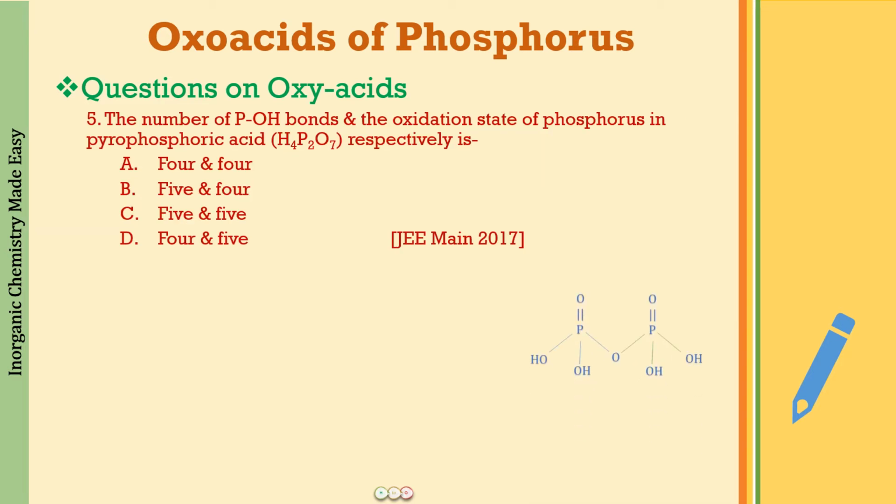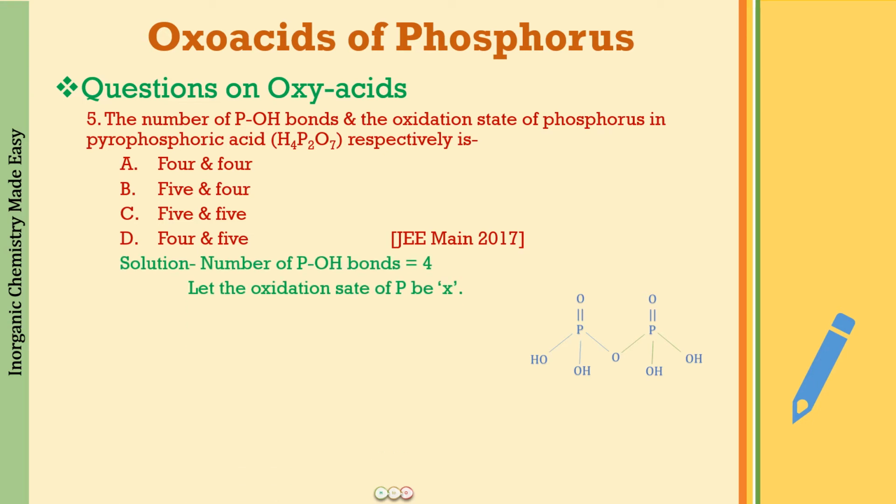The correct answer is going to be based upon the structure of H4P2O7, which you have already seen. How many P-OH bonds do we have? There are 4 P-OH bonds. And what is going to be the oxidation state of phosphorus in pyrophosphoric acid? Well, that is going to be +5. There is also a trick that I have told on how to remember the oxidation states of phosphorus in these oxoacids without even calculating them. So you can definitely watch that also. Okay, so the number of P-OH bonds is going to be 4.